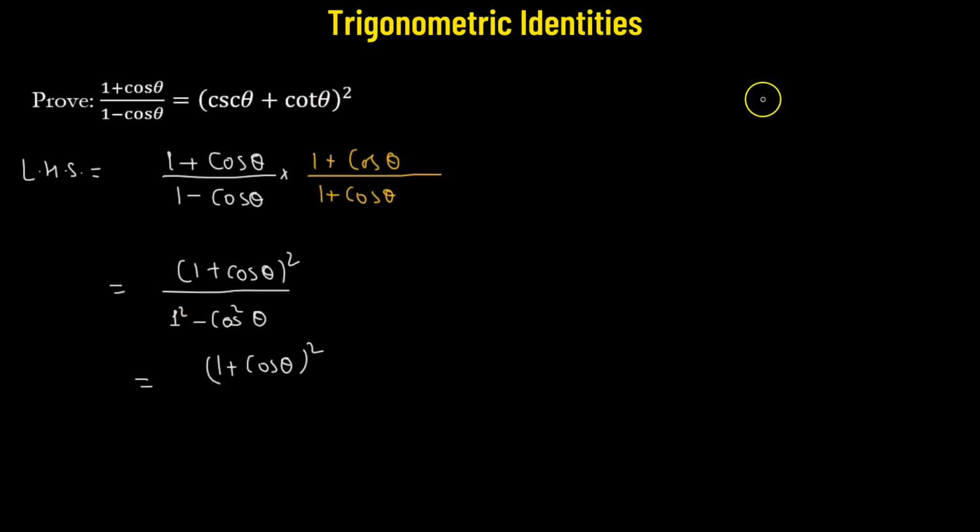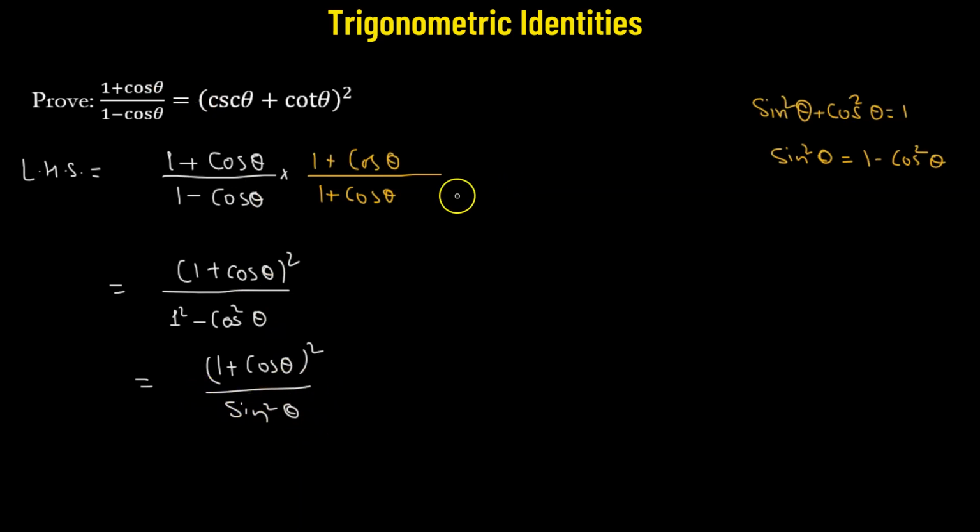We know we have a standard identity, sine squared theta plus cosine squared theta equals 1, which means sine squared theta will be equivalent to 1 minus cosine squared theta. So in place of 1 minus cosine squared theta, we can replace it with sine squared theta.